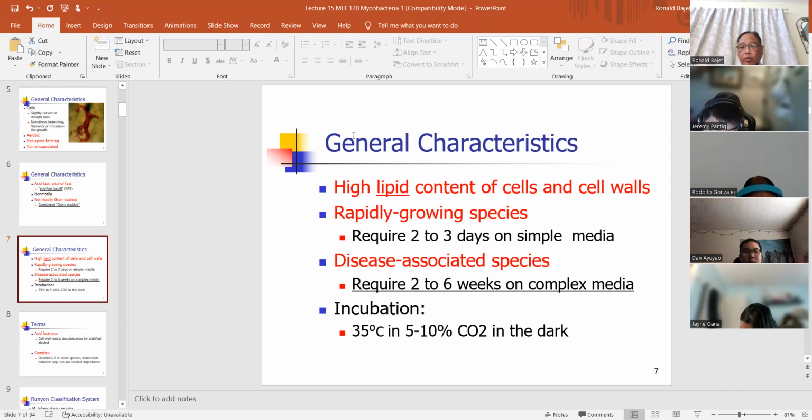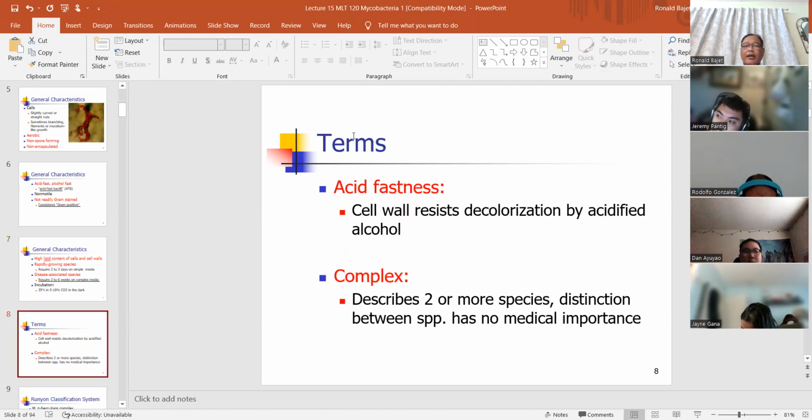If it's positive, then that's the one we want to focus on. Incubation is in the standard 35 or 37 degrees with 10% CO2 and in the dark. So you put them in the incubator and there's no light, right? You close the door, the light turns off. So it's incubated in the dark, in a CO2 incubator.